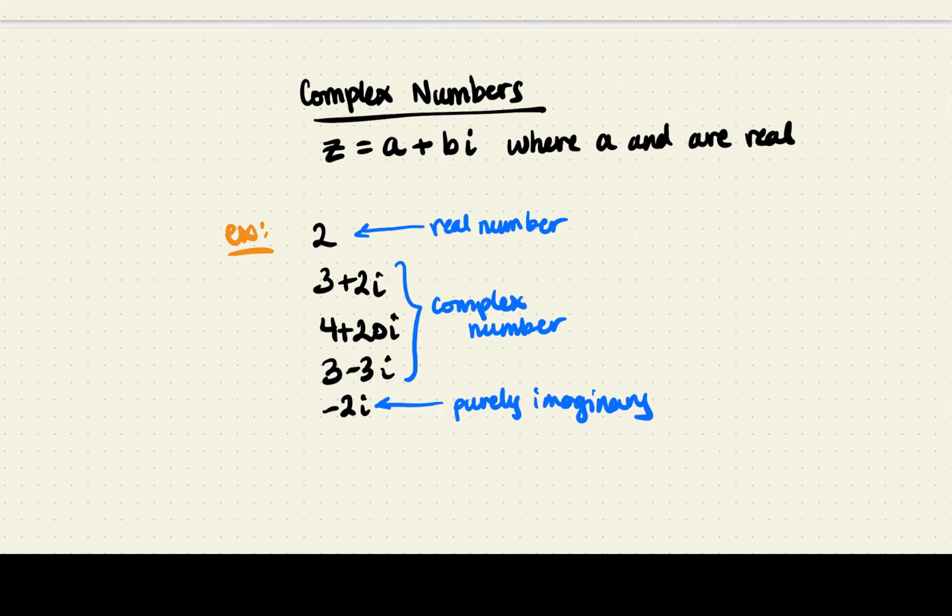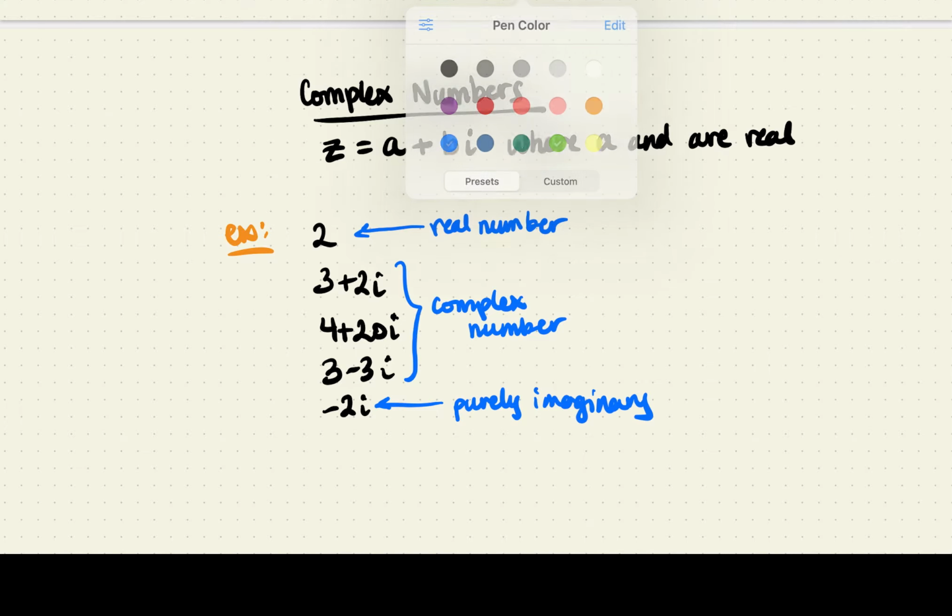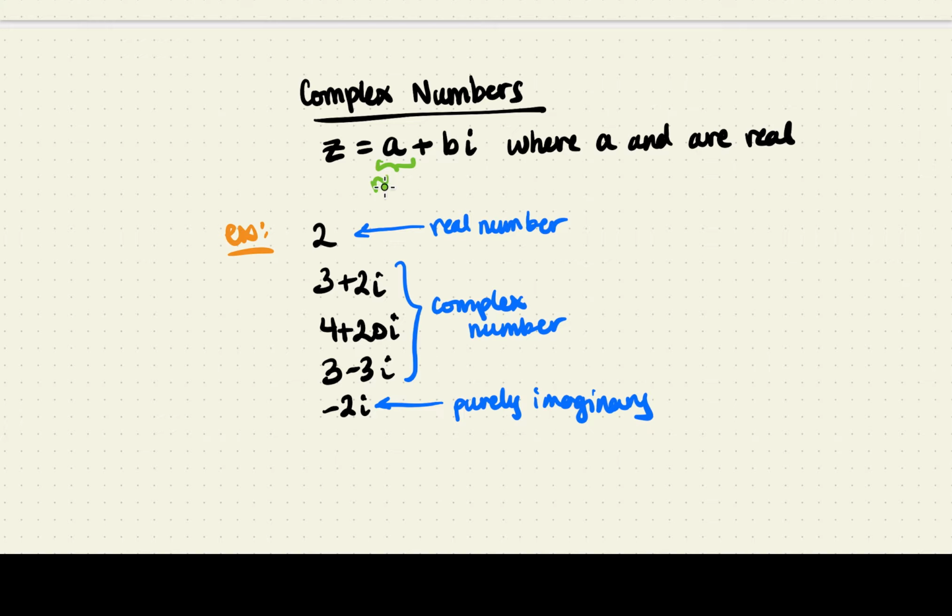Now, when I say real and imaginary parts, the real part of a complex number is given by the real number out front, so A. So maybe I'll write this up here in green. A here would be the real part, and B would be the imaginary part. Notice that, I want to point this out, the imaginary part is just B. It is not B times I. So you don't include the I with the imaginary part. It's just B.